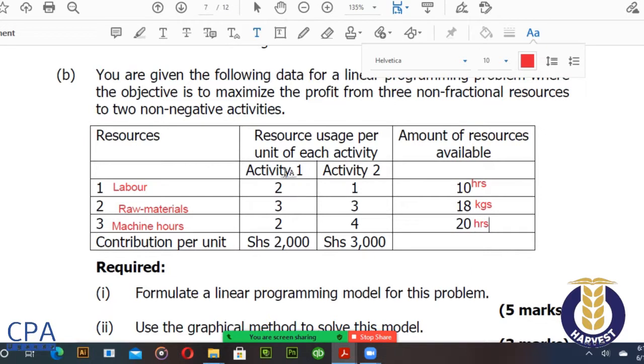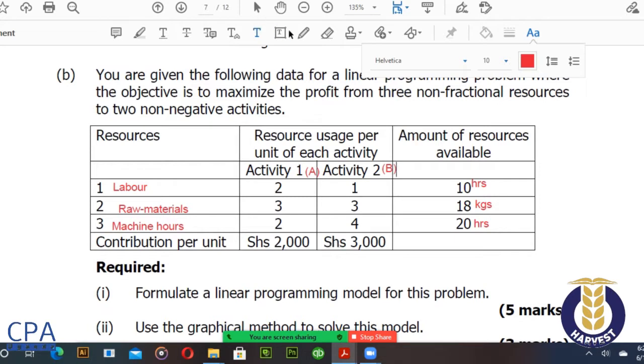So you may find that activity 1 may be a product, say product X, or we can let it be A, and activity 2 we can let it be represented by B, something like that. So we are showing what A utilizes of the raw materials and what B utilizes of the raw materials, and then the contribution is the profit.